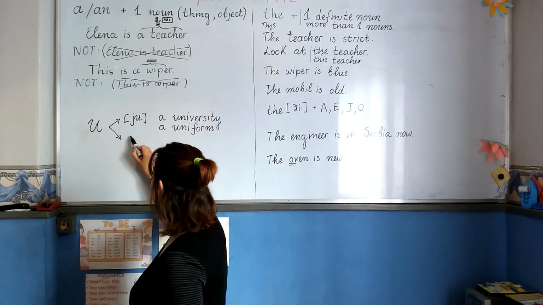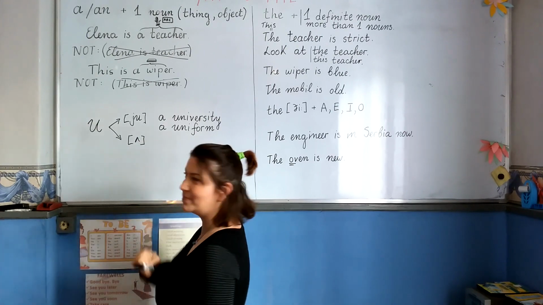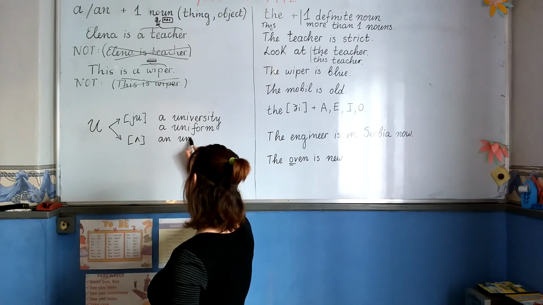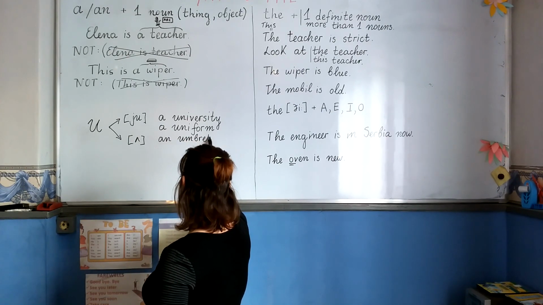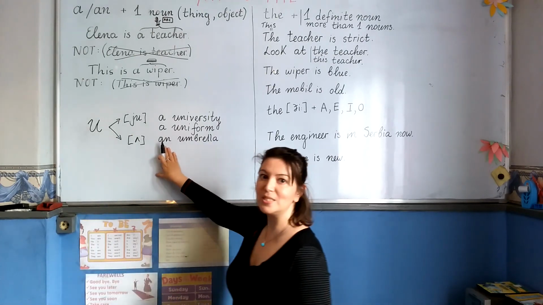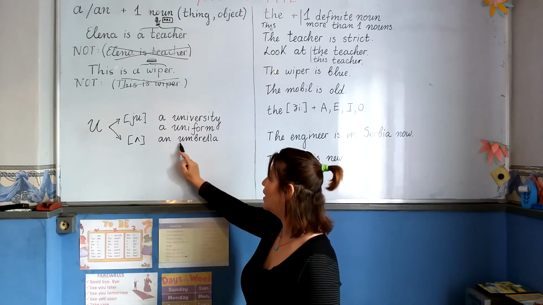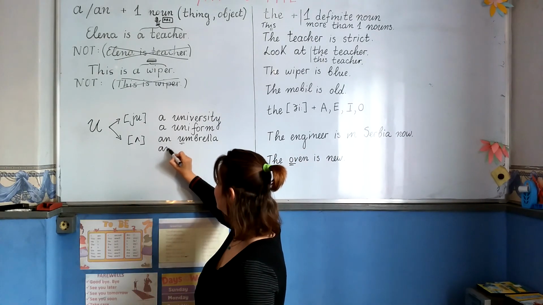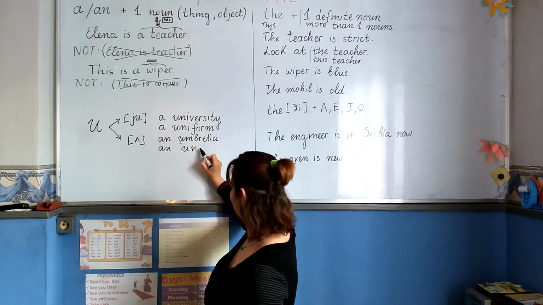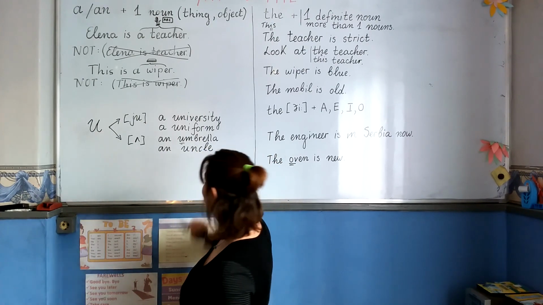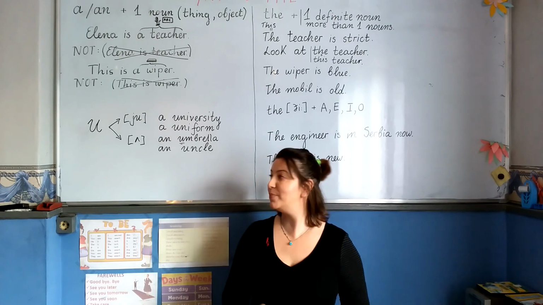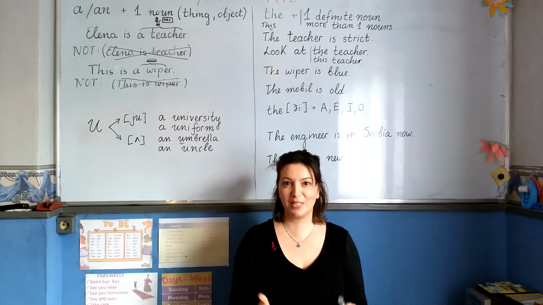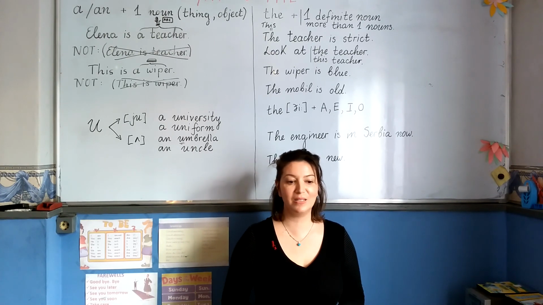When U is pronounced as the short 'uh', as in an umbrella, we use an, since we consider 'uh' a vowel sound. An umbrella or an uncle. And the umbrella, the uncle, if we are talking about a specific umbrella or a specific uncle.